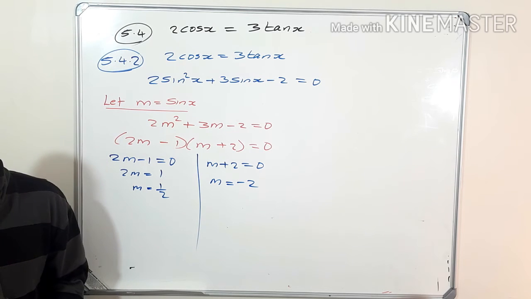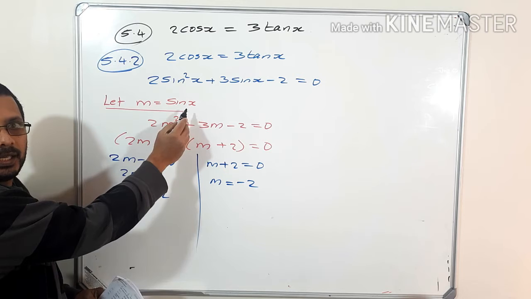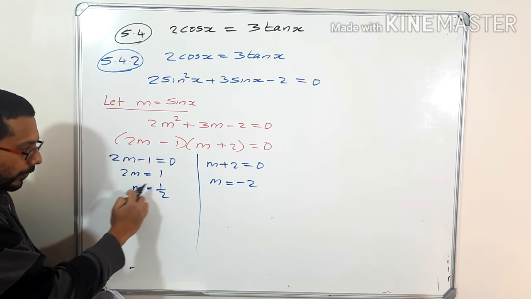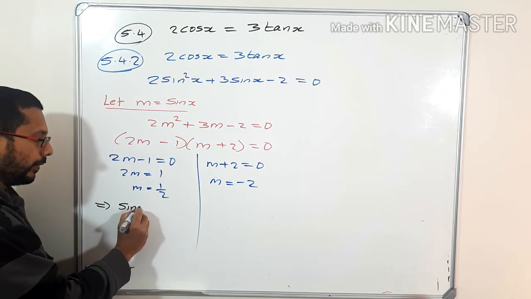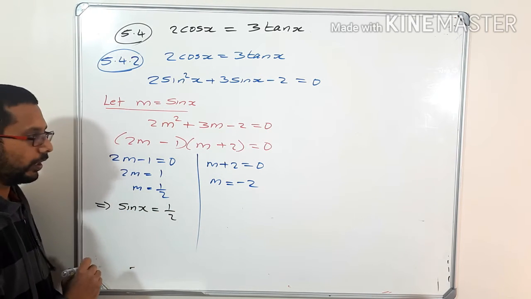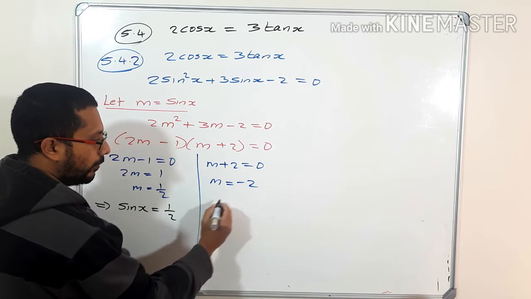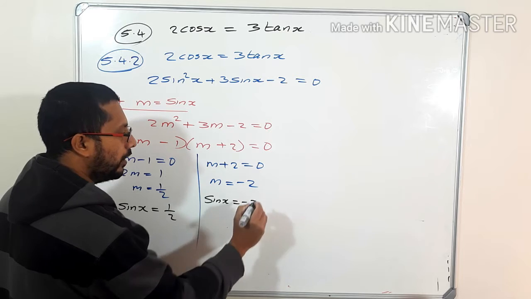Actually, what is our m? What we substituted: we substituted m as sin x. Am I right? So here m is equal to half, and we know that our m is sin x. So sin x is equal to half. And here also m is equal to minus 2, so sin x is equal to minus 2.